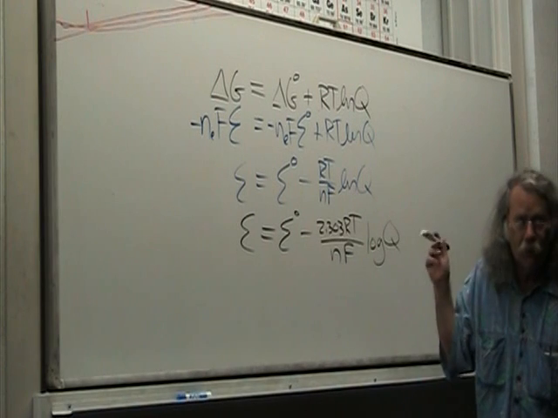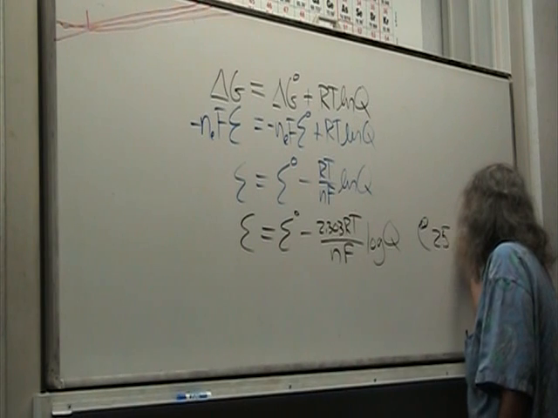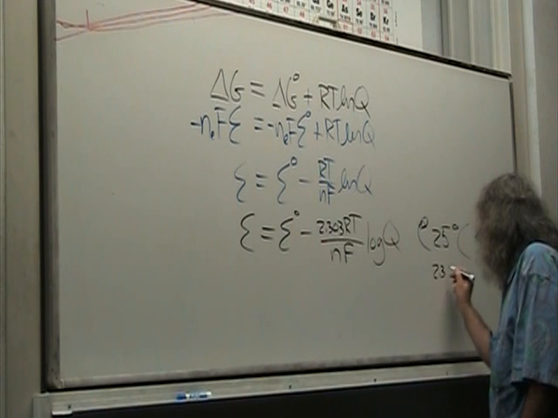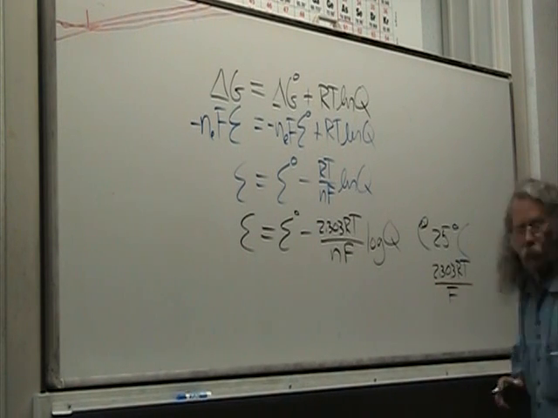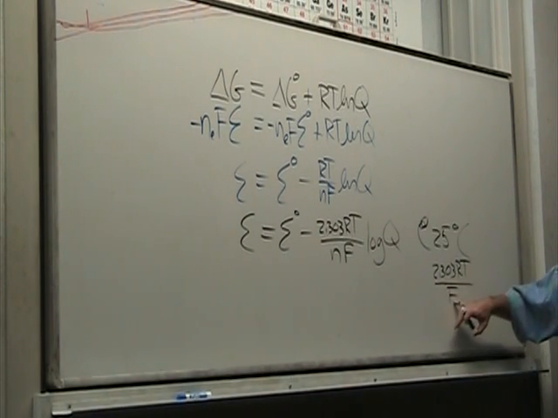Since we're going to be at 25 degrees Celsius, 2.303 RT over Faraday. Which R are we using? 8.314 joules per mole K, and the Faraday is in coulombs per mole. What is the Faraday equal to anyway? Well, what is a Faraday?